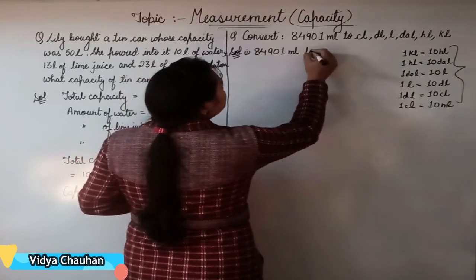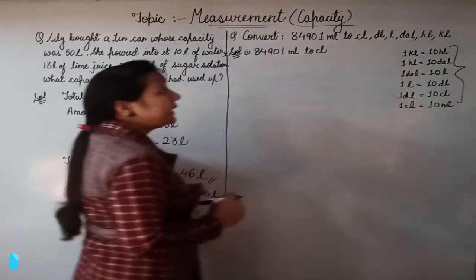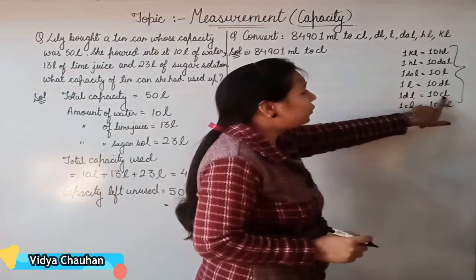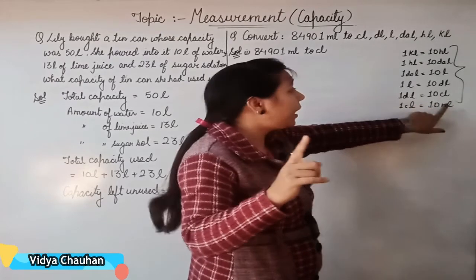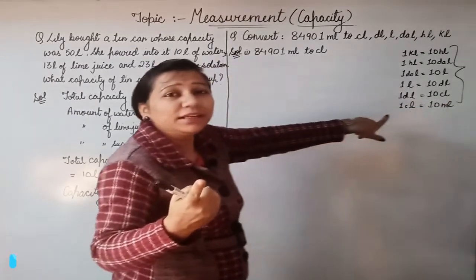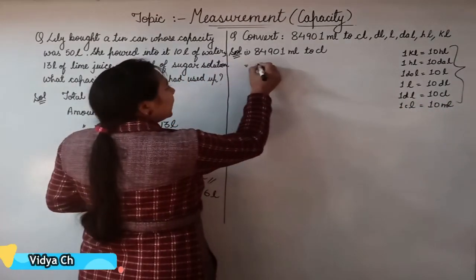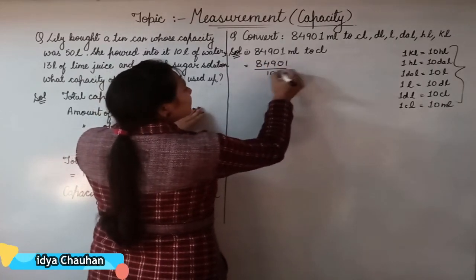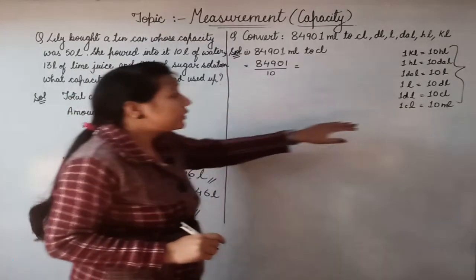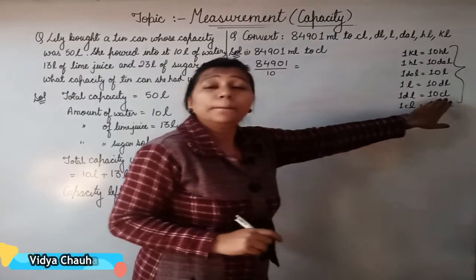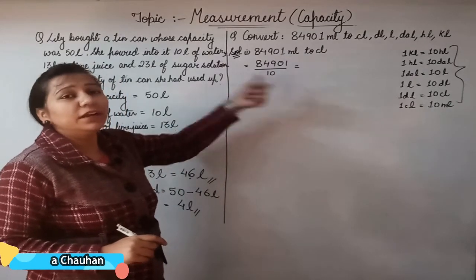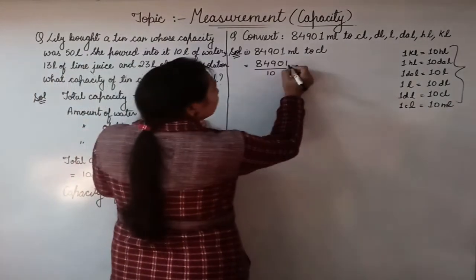In the first step, I'll be converting it into centiliter. So milliliter to centiliter. One step up. That means divide by 10. So here I will be dividing 84901 by 10. Why divided by 10? Because it is converting smaller unit to bigger unit. So when there is conversion from smaller to bigger, we divide the term by 10.